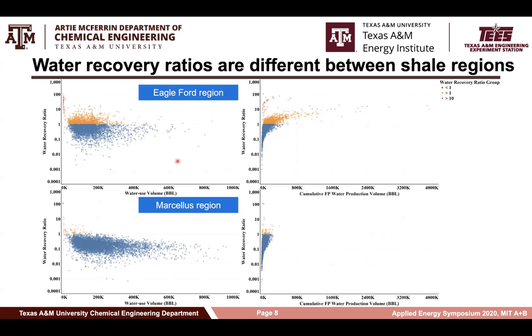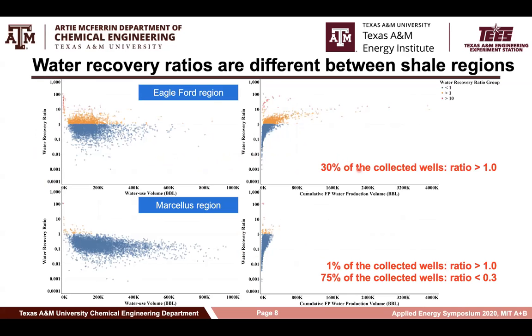Here, the two figures on the top are for the wells drilled in the Eagle Ford region. They have the same y-axis as the water recovery ratio, but different x-axis. The two figures at the bottom are, of course, for the wells drilled in the Marcellus region. They show that water recovery ratios are different between the two shale regions.